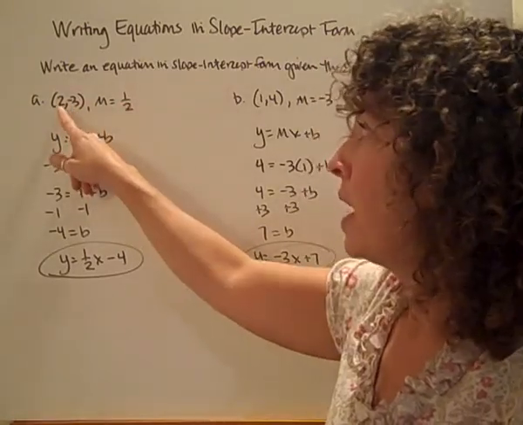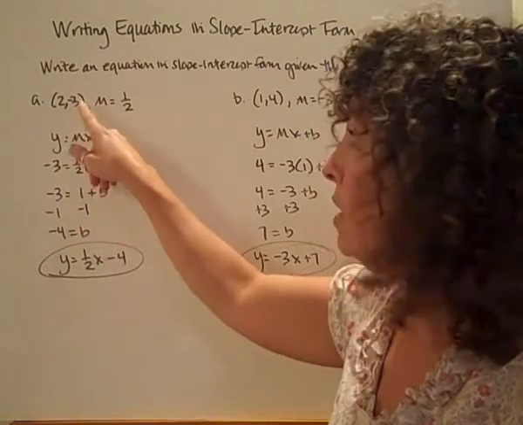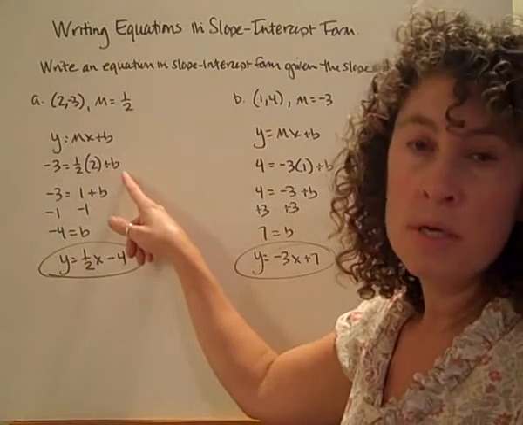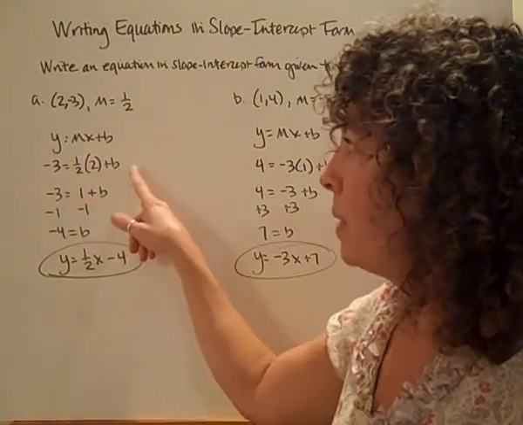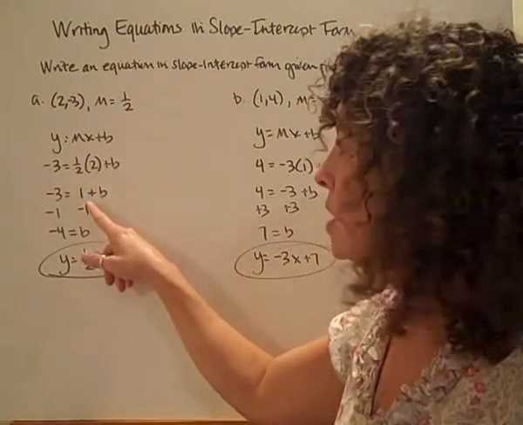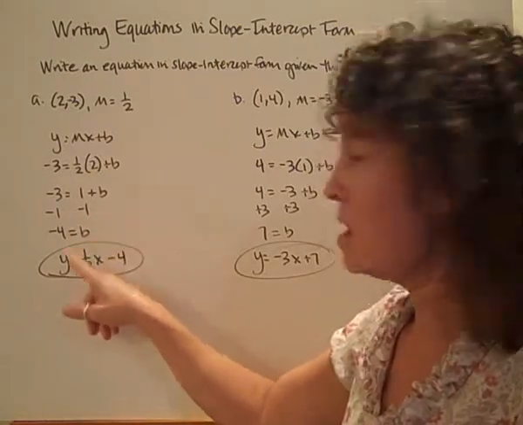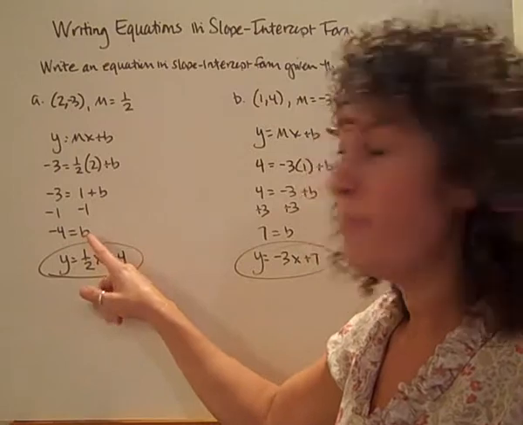So I'm going to put my x value where the x is, my y value where the y is, and my slope where my slope fits in. That leaves me only missing my y-intercept. So I'm going to do my math here. I'm going to do 1/2 times 2 and get 1. I'm going to isolate that variable b by subtracting 1 on both sides. I get -4 equals b.